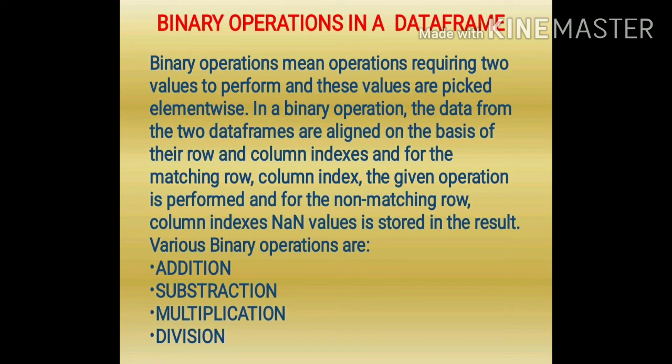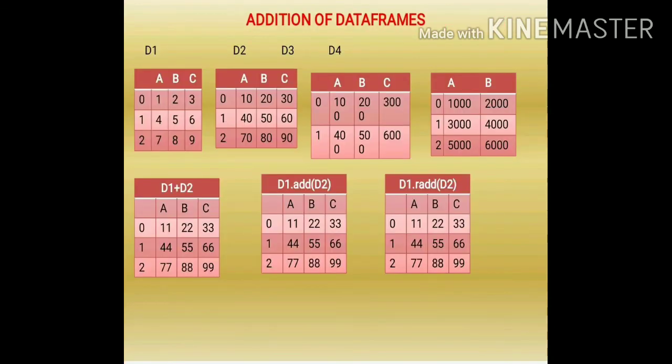Now the next topic is binary operations. As you know very well, binary operations means when we are dealing with one operator and two operands. That is known as a binary operation. So in the data frame also, where data is in the form of a table with rows and columns, we can use binary operations. Binary operations means operations requiring two values to perform, and these values are picked element wise. In binary operation, the data from two data frames are aligned on the basis of row and column indexes. Binary operations are of four types: addition, subtraction, multiplication, and division.